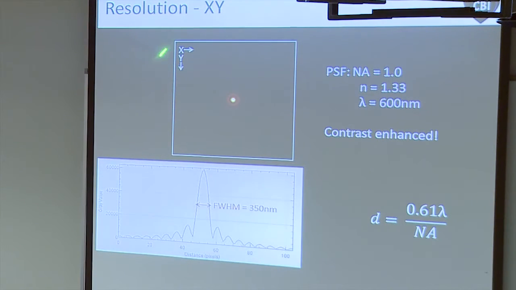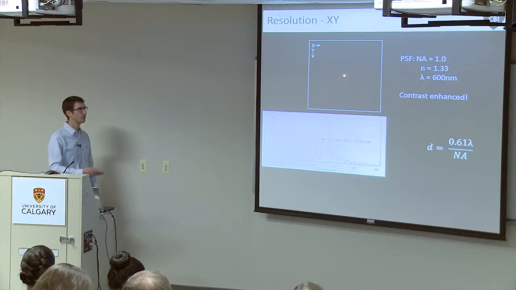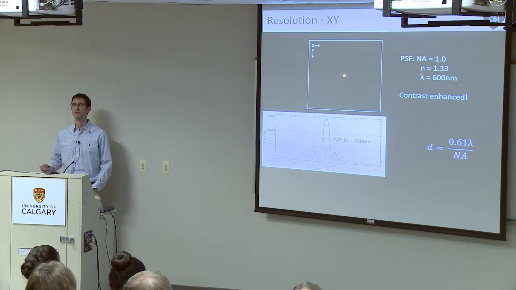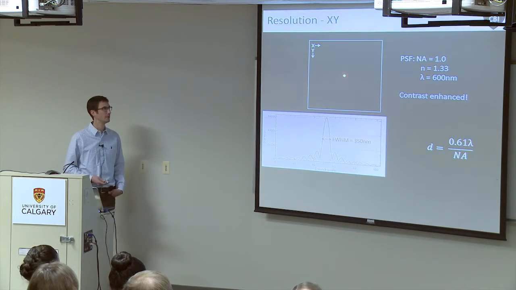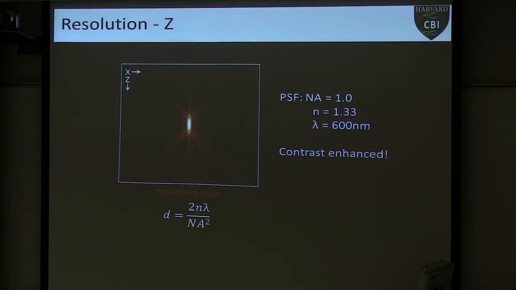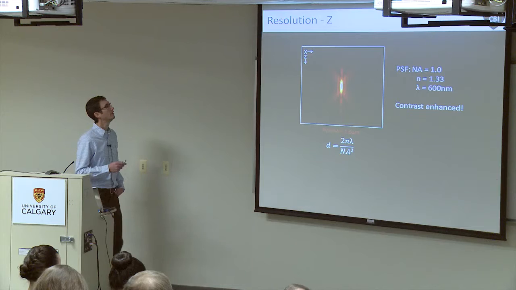So like I said, this is in the XY plane. And this is pretty much identical whether you're using a confocal, wide field, or a light sheet. Okay, so there's no difference in the XY resolution with a light sheet. The big difference is in the Z dimension, or the Z dimension. I've totally become an American.